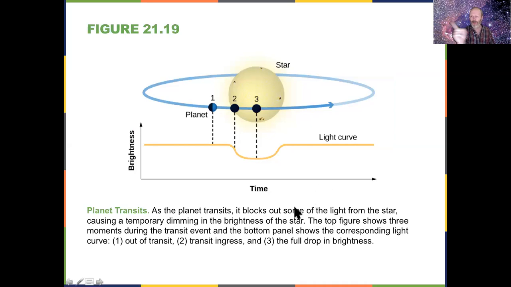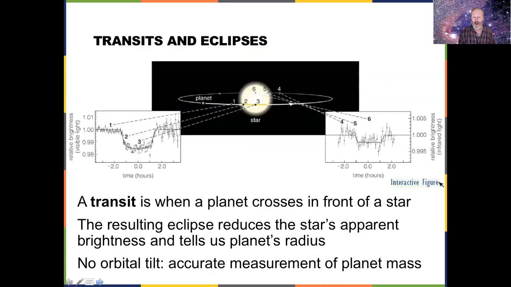A transit is when it's going in front. So again, my head can be the star and my finger is the planet going in front. This would be a transit as it's going across. Sometimes we can see Venus and Mercury going in front of the sun, and that's called a transit as well. When that happens, it blocks part of the light from the star, as you see here. If we get the transit and eclipse, we get two different light dips. And a transit, again, is when it's in front, and eclipse is when it's behind.